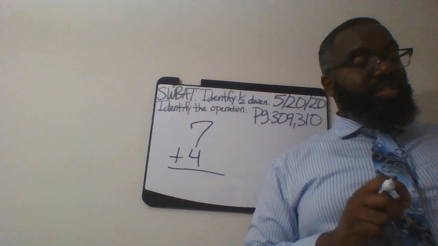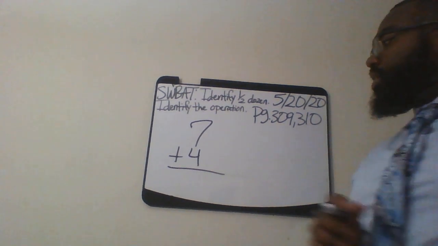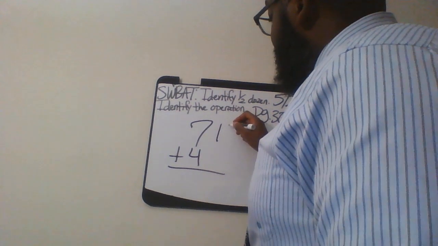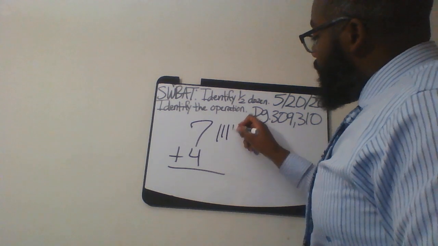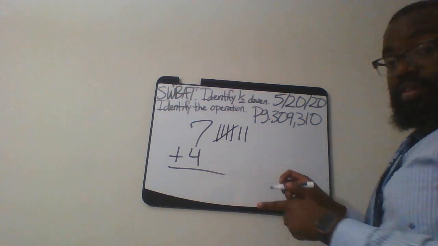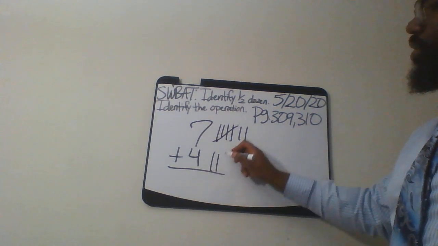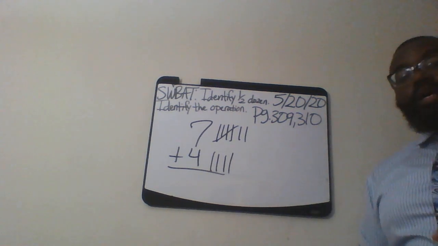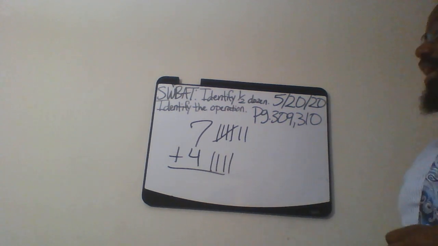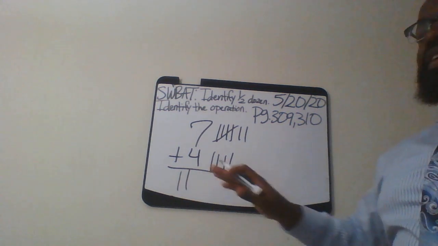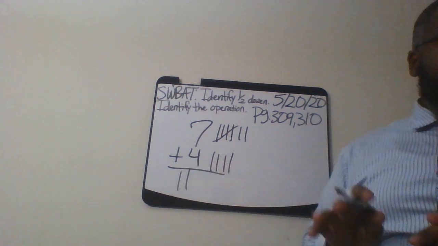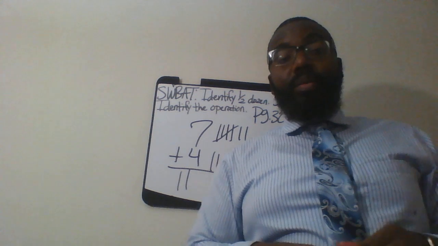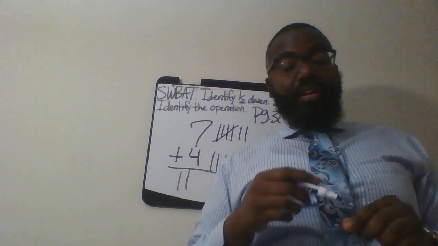And then as we move on to the next one, number 3. Number 3 says use tally marks to show the facts. So 7, draw 7 tally marks. 1, 2, 3, 4, 5, 6, 7. Then we need 4. 1, 2, 3, 4. So 7 plus 4, that answer is 11. Okay, so that's how you solve that problem. And then when you finish that, move on to number 4. Number 4 wants you to write the differences.